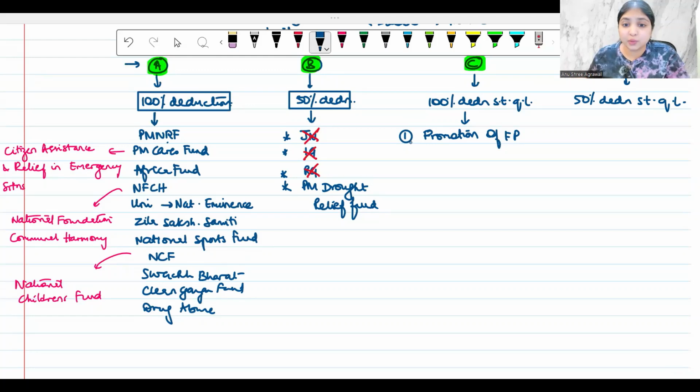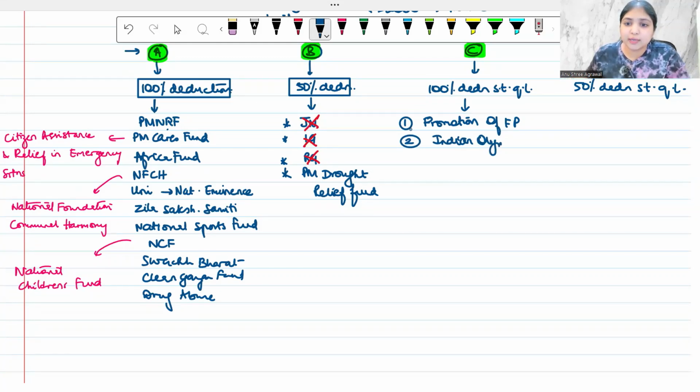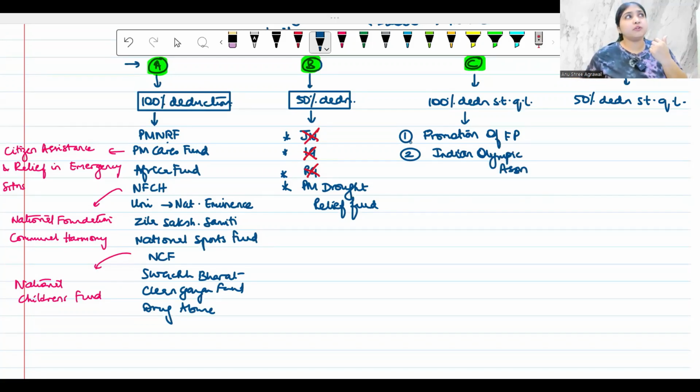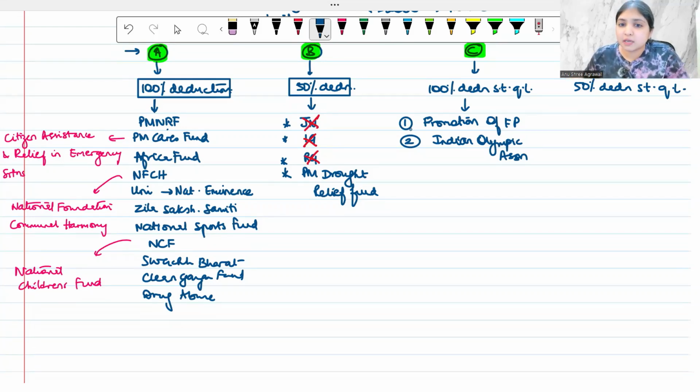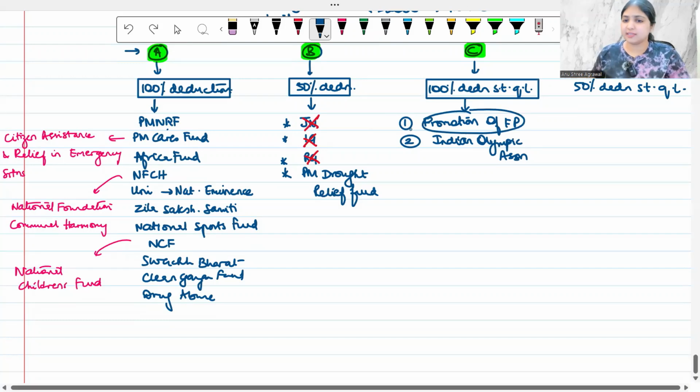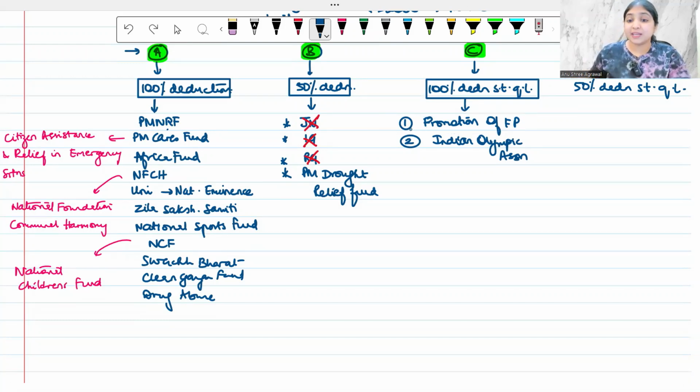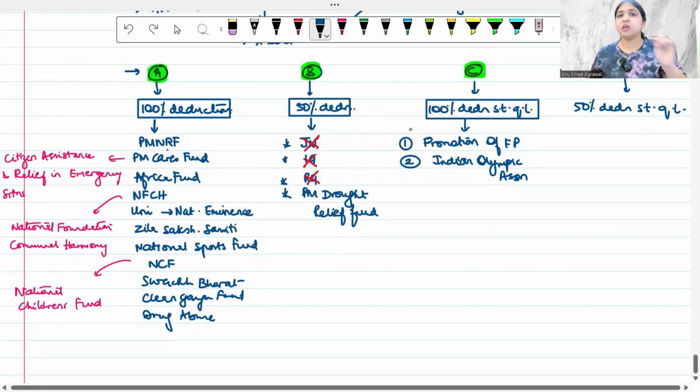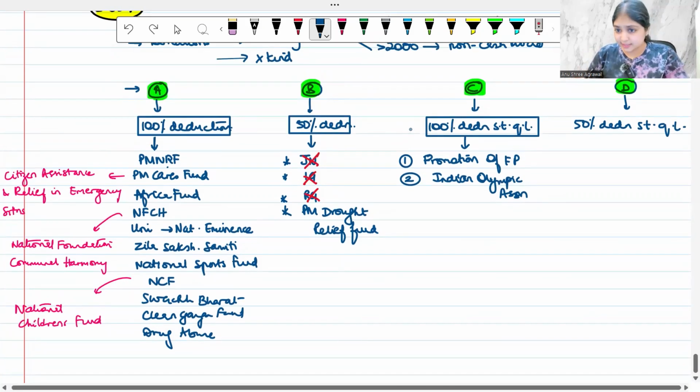Also, if you make any donation to the Indian Olympic Association or any other sports association, towards development of sports infrastructure in our country, it is 100% deduction subject to qualifying limit. From your examination point of view, only the first point is important. This is the one that we generally see in the examination, promotion of family planning. But just know that there is one more: donations to Indian Olympic Association or any other sports association for improvement of sports infrastructure in our country. Even that fits under category C.